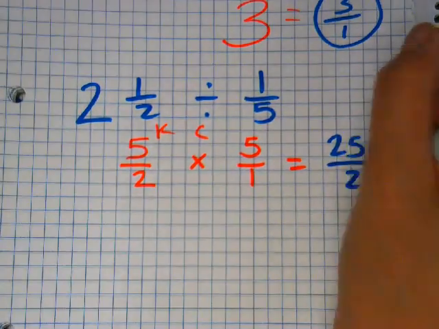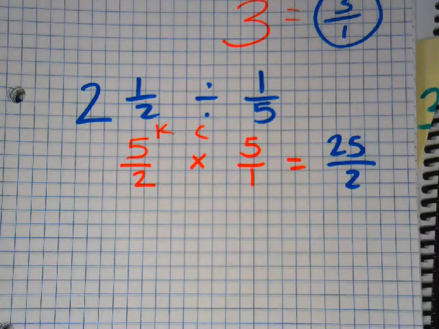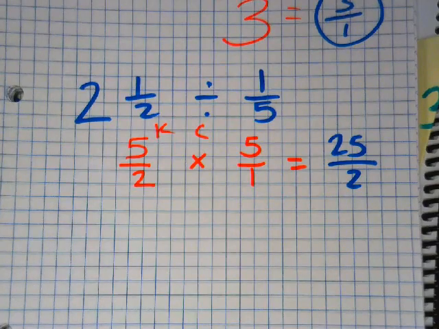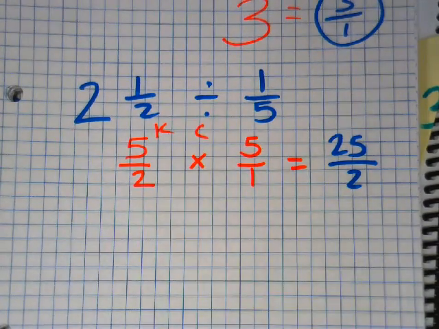And can I simplify this? What can I divide 25 and 2 by? 1 doesn't count. I'm literally asking you. What can I divide 2 by? Yes, by 2. You guys are telling me other numbers.